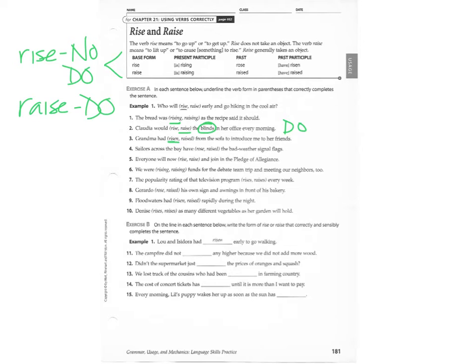All right. For 4, we're going to go with raised. So that means we're going to have a DO, and that's going to be flags. Okay. For 5, it's going to be rise. For 6, we need the present participle form, so it's going to be raising. So if we're using raise, we're going to have a DO, and that's going to be funds.